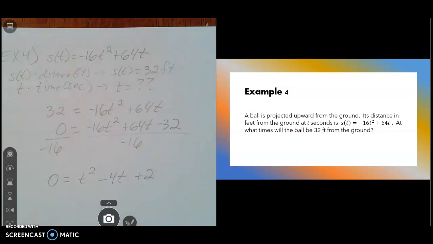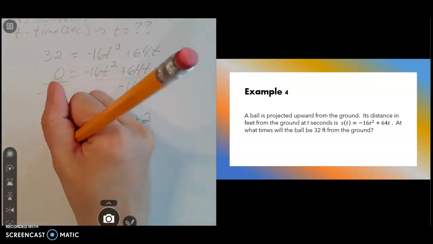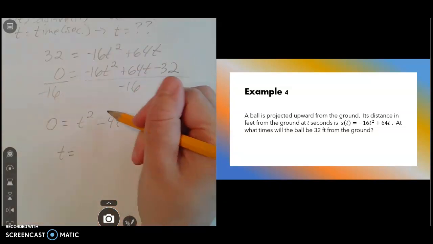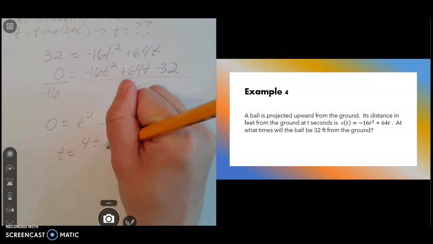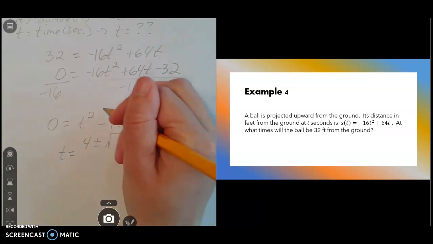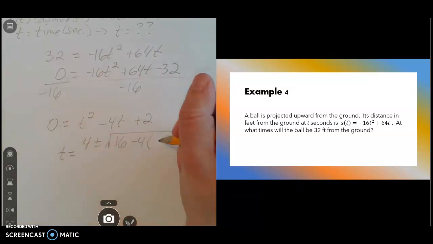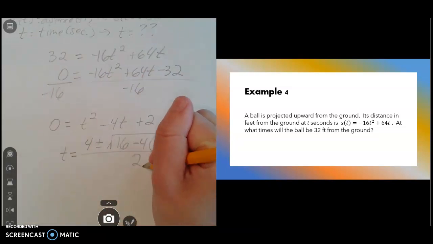All right, this one, it doesn't factor nicely. I'm sorry about that. But that's okay. We have other methods if it doesn't factor. So how about we try the quadratic formula? So the quadratic formula, we'd have the opposite of b, so that would be positive 4, plus or minus the square root, b squared, so negative 4 squared is 16, minus 4 times a, which is 1, times c, which is 2, and it's all over 2a, 2 times 1 is 2.